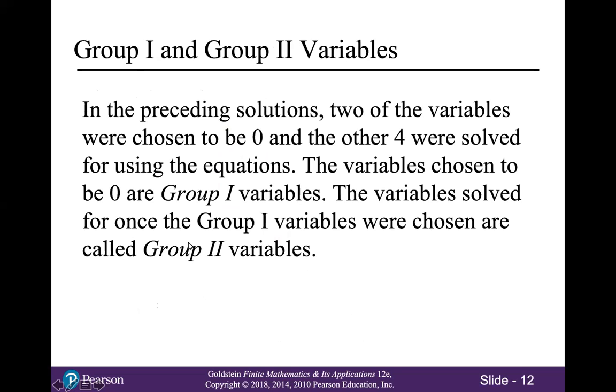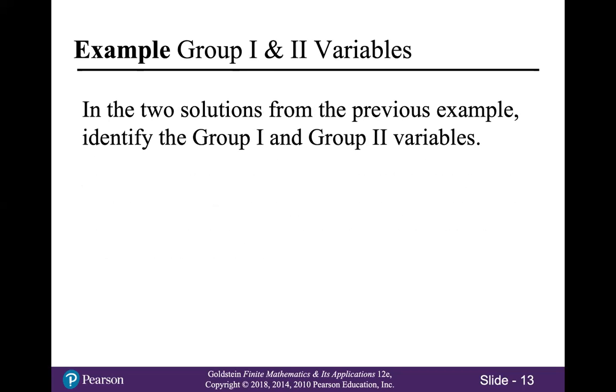All right, in the preceding solutions, 2 of the variables were chosen to be 0, and the other 4 were solved for using the equations. The variables chosen to be 0 are called group 1 variables. The variables solved once the group 1 variables were chosen are called group 2 variables. Okay, so what are the group 1 and group 2 variables from the previous example?